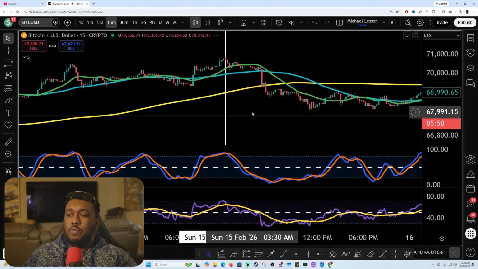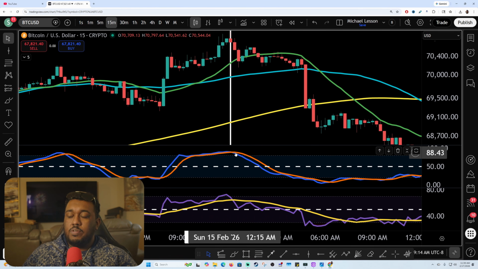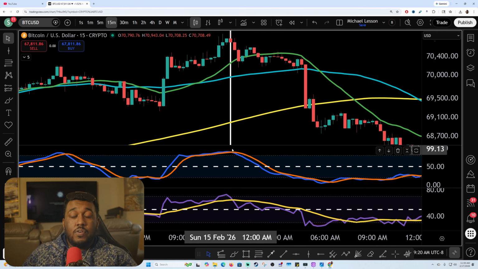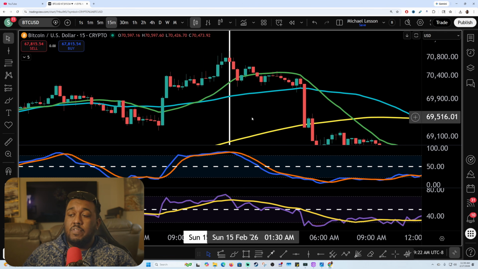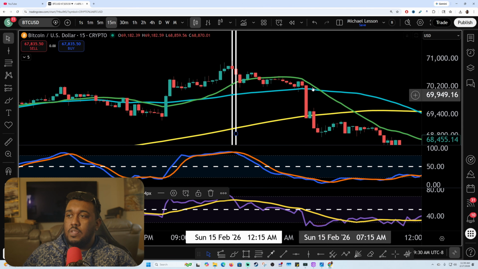Now, what are we looking for? You guys already know what we're looking for. We're looking for a crossover between the stochastic and the RSI, with at least one of them happening above their own 50 level. And for us, both of them are happening above the 50 level. This one's happening at 12:15, this one's happening at 12:15. So we can short right here at 12:15, right there.